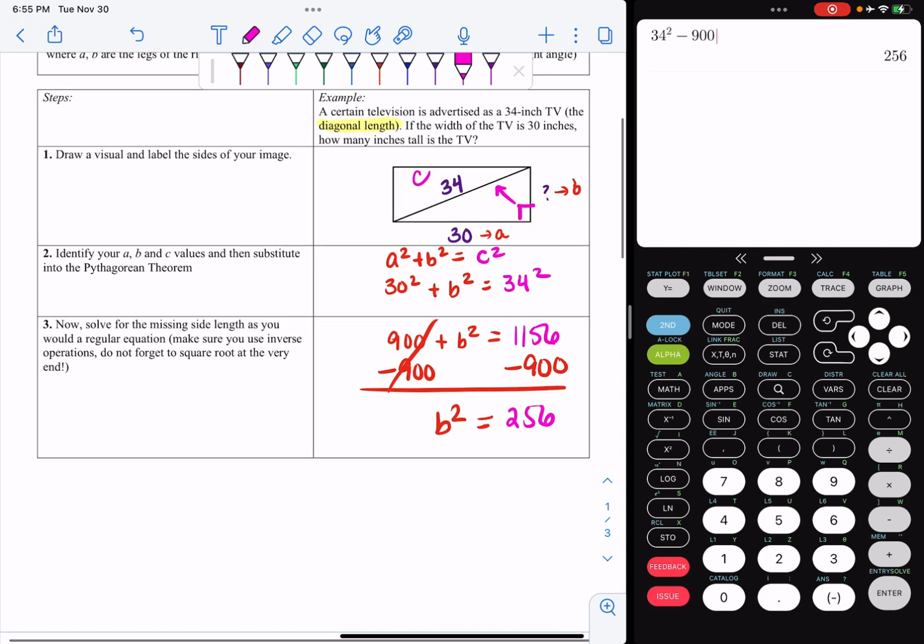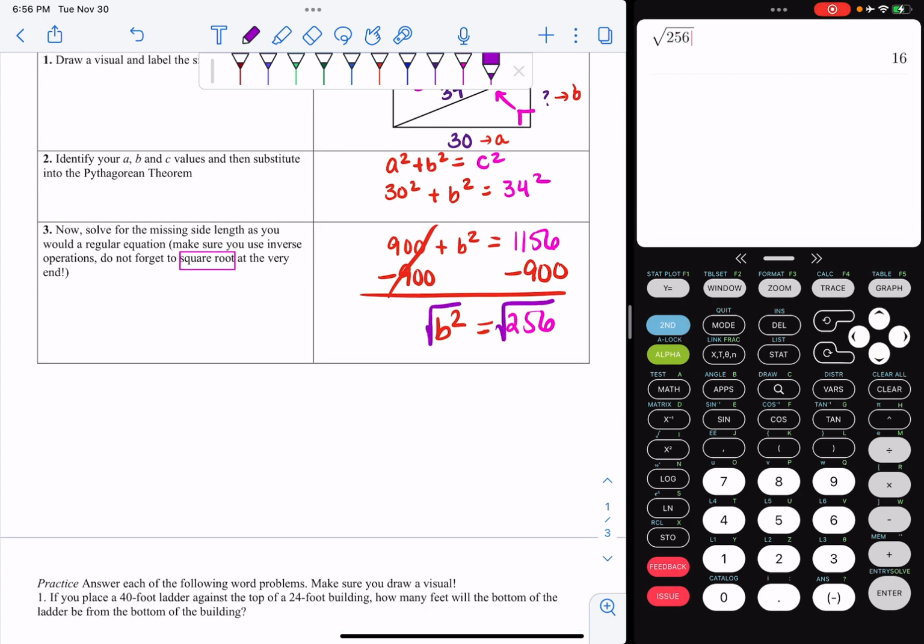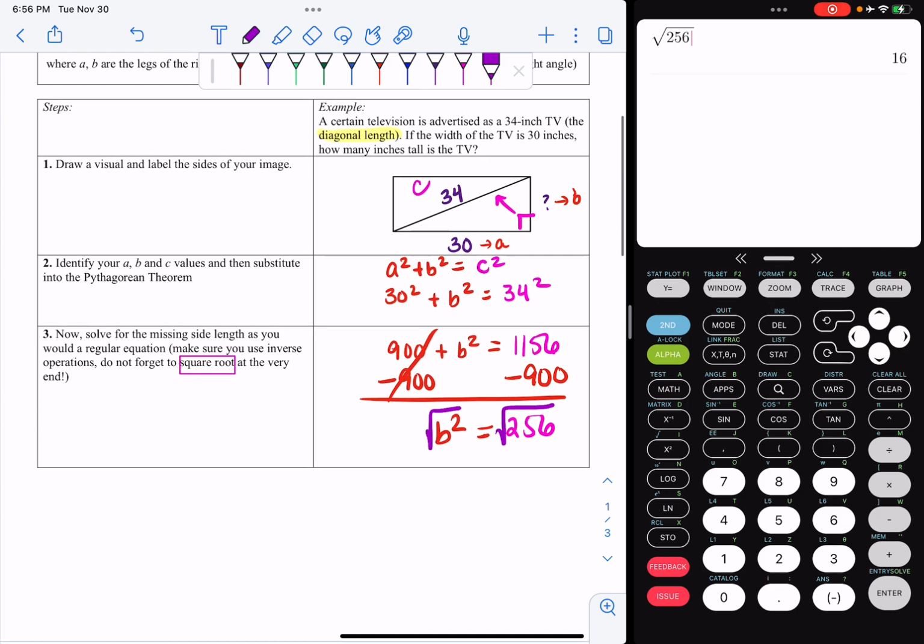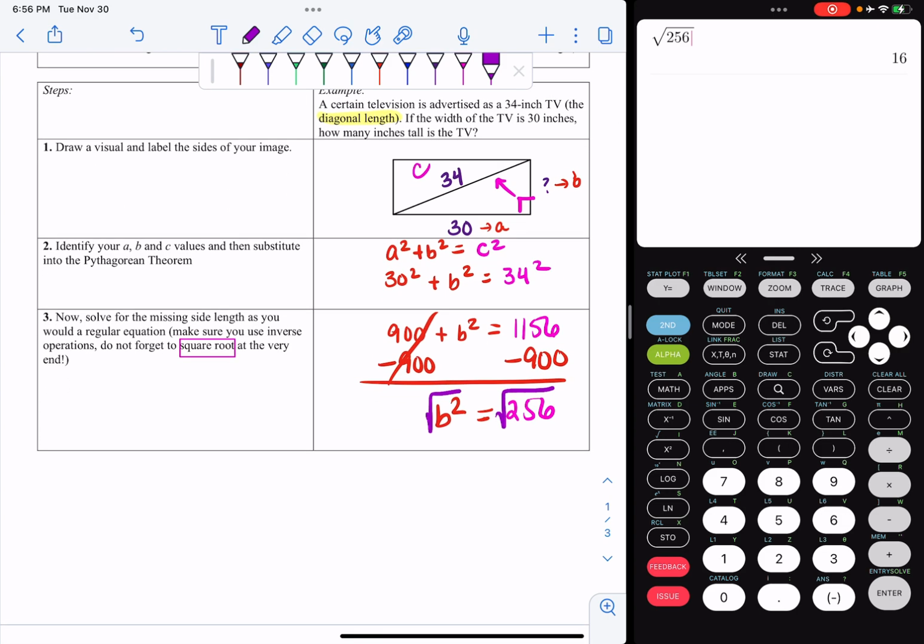Now, as Ms. Colorundo mentioned multiple times yesterday, do not forget to take the square root at the very, very end. So we're going to take the square root of both sides of our equation. When I take the square root of 256, what do you get? I get 16. So I can say that the length of my TV is 16.